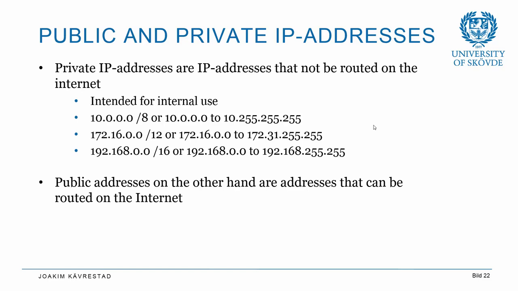All other addresses, or most other at least, are public addresses, and those are addresses that can be routed on the internet. So the idea is that we have private IP addresses within our network, and then we have a couple of public addresses that the whole network uses together, that you can borrow when you need to communicate with the internet.